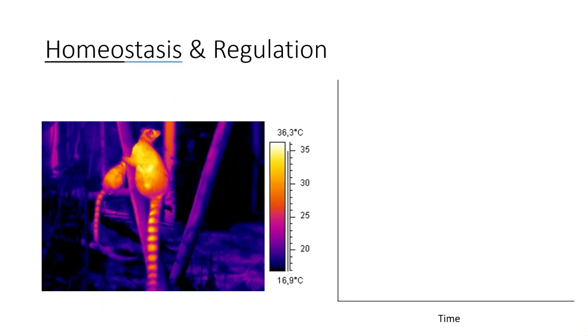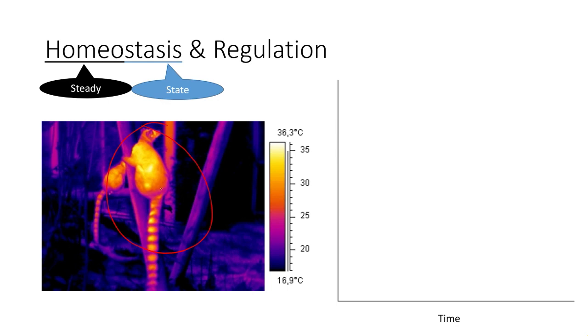Another one that's a big topic of anatomy and physiology in particular is homeostasis and the closely related regulation. So homeostasis, if you break down the word, means steady state, keeping internal conditions steady. So this has to do with the inside of the body. Look at these ring-tailed lemurs over here. This thermal image allows us to see that they are staying warmer than the environment around them. So they stay different. And they keep that steady over time.